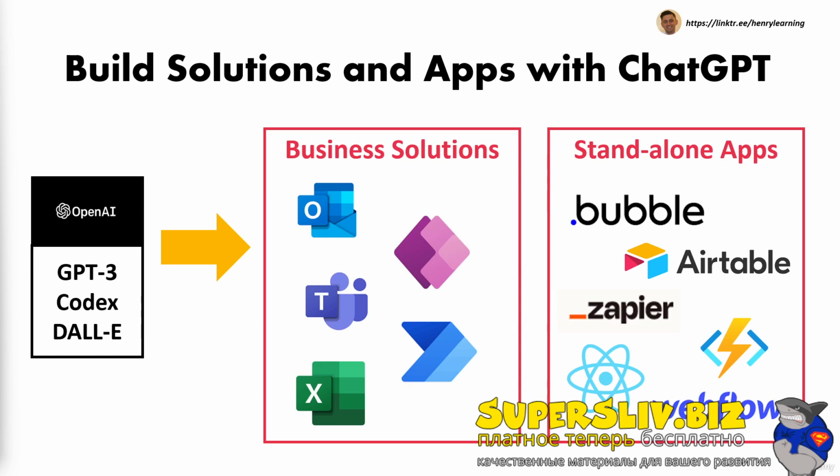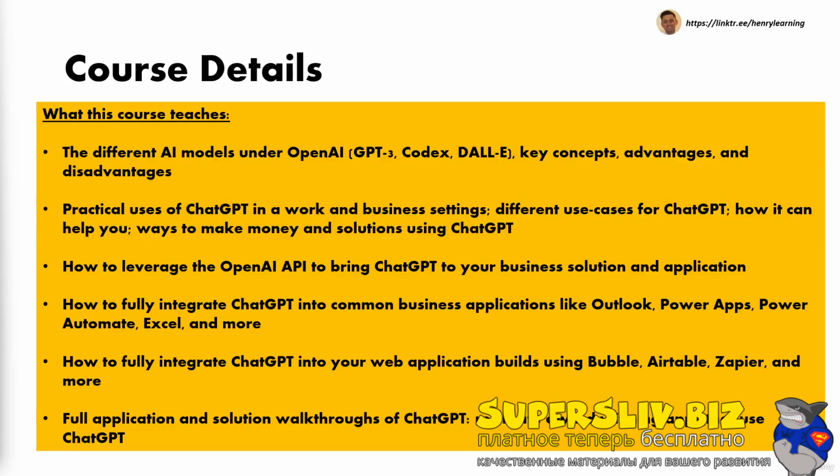And that's what this whole course is about. How do you get the powerful model ChatGPT into your business solutions and create business extensions and applications? And how do you integrate that into a standalone app using Bubble, Airtable, Zapier, and many different countless ones that are out there? Okay, perfect.